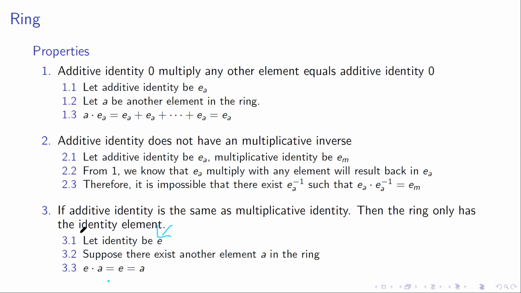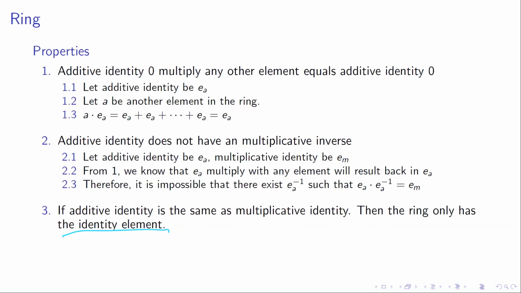How can we prove that the ring only consists of one element? Suppose there exists another element A in the ring. This A multiplied by the additive identity, based on the previous proof, will always equal E. But because it's also the multiplicative identity, it will also equal A. So E equals A. So if the additive identity is the same as the multiplicative identity, then the ring only consists of one element. Okay, some interesting properties about rings. Any questions before I move on?